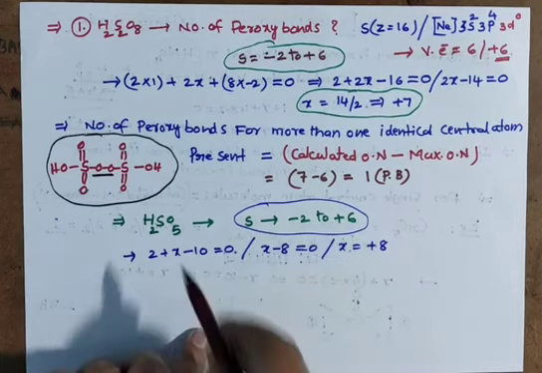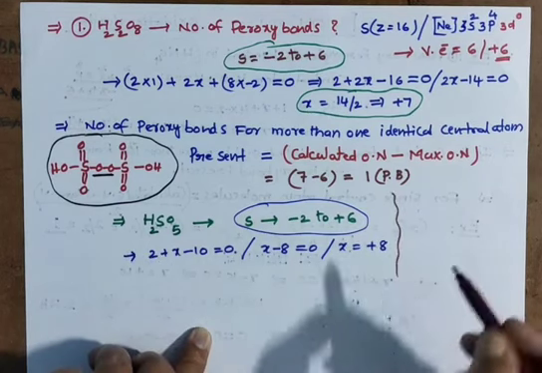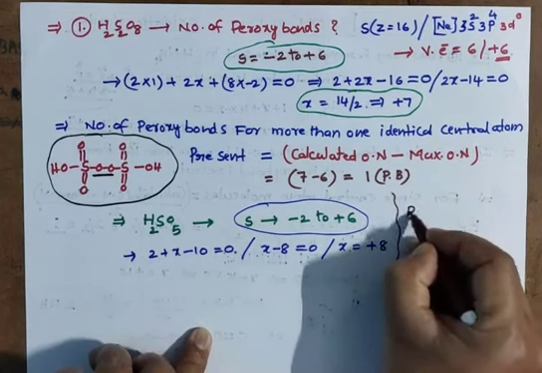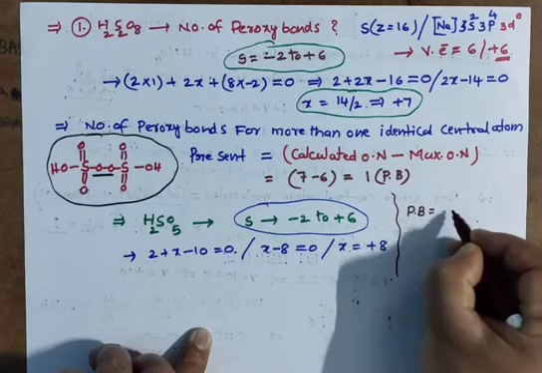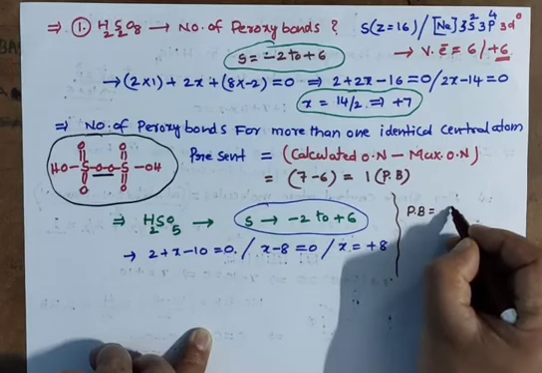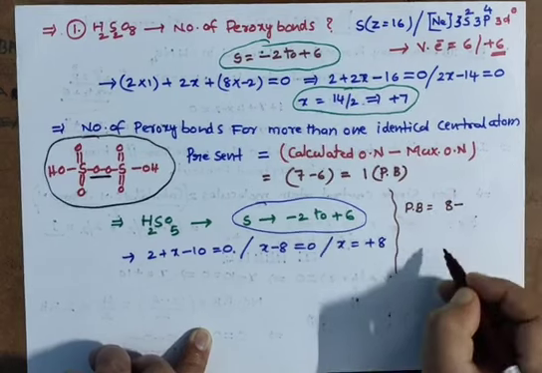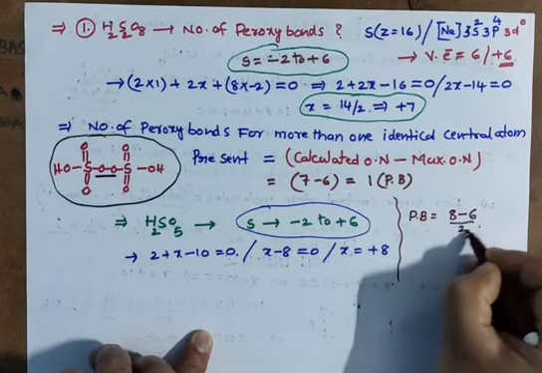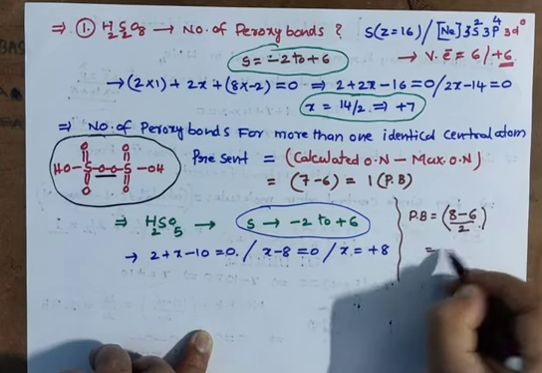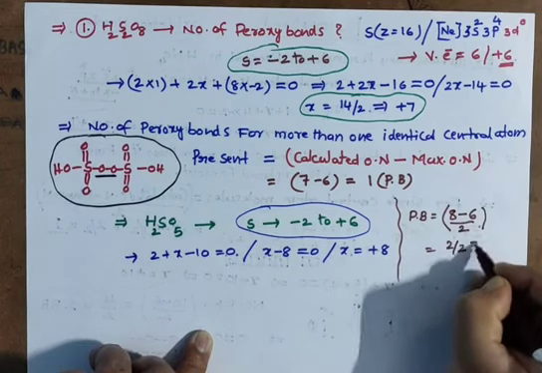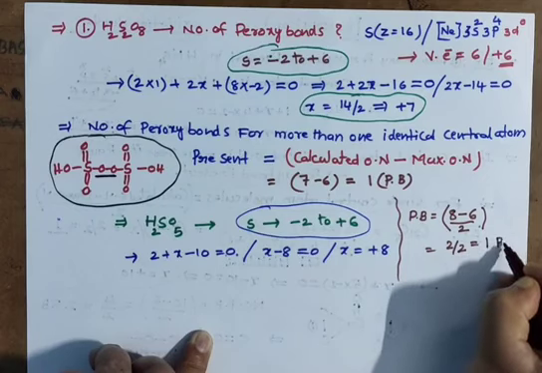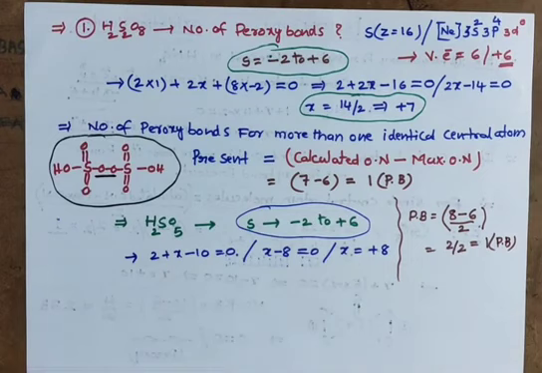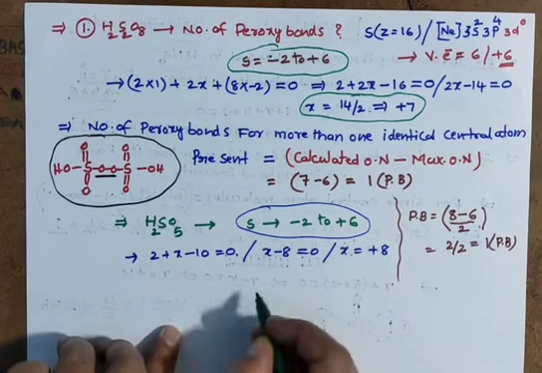Now this is a single central atom. Single central atom means what did I give? Number of peroxy bonds equal to calculated oxidation number 8 minus maximum oxidation number 6, by 2 for a single central atom. That equals 2 by 2, that equals 1. One peroxy bond is present in H2SO5. So if anybody wants to cross check, I am drawing the structure also.